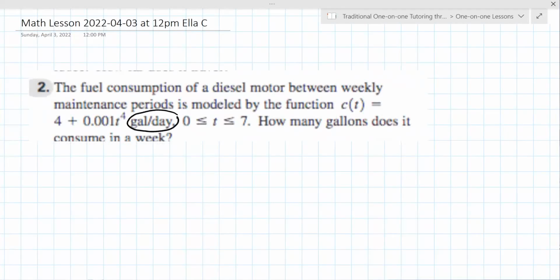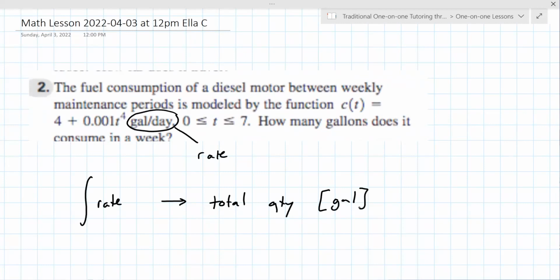It's giving you a rate. And when you integrate a rate, this is not really correct, but when you integrate a rate, you get some sort of total quantity. In this case, it would be the upper units, the gallons. So we've seen rate problems like this where this is the consumption.